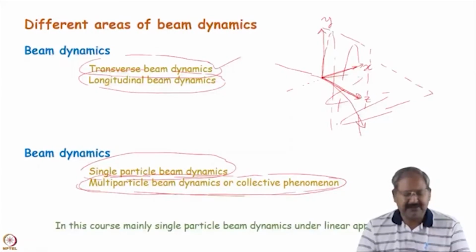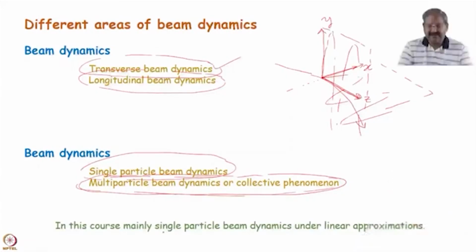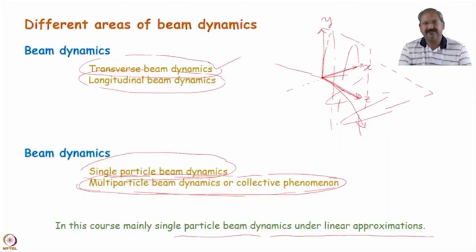In this course, we will mainly concentrate on single particle beam dynamics under linear approximations. Even single particle beam dynamics can be broken down into two parts. One is the linear beam dynamics, and the other one is the non-linear beam dynamics. In the last lecture, we have seen that introduction of the sextupole can lead to a non-linear motion for the particles.